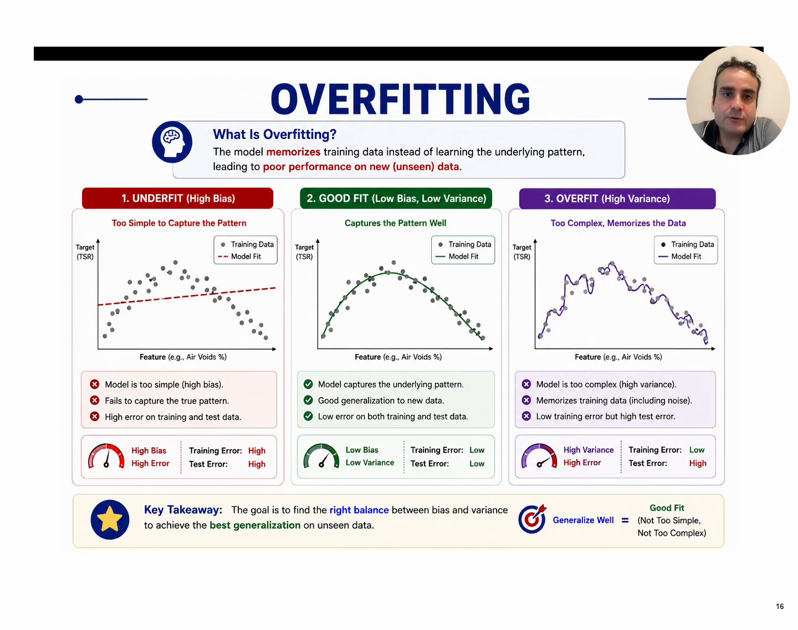The model is too simple and fails to capture important patterns. The middle graph represents a balanced model that captures the underlying trend without becoming overly complex. The right graph shows overfitting. The model follows every fluctuation in the training data, including noise. Although the overfitted model performs extremely well on training data, it usually performs poorly on unseen data.